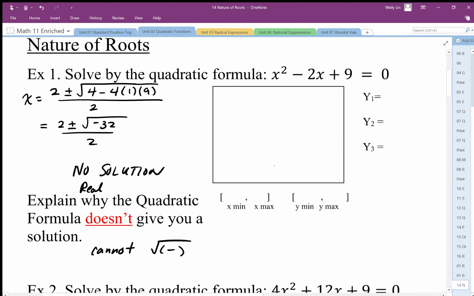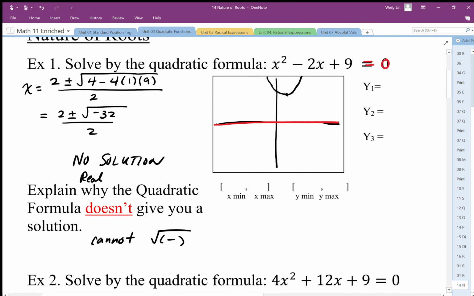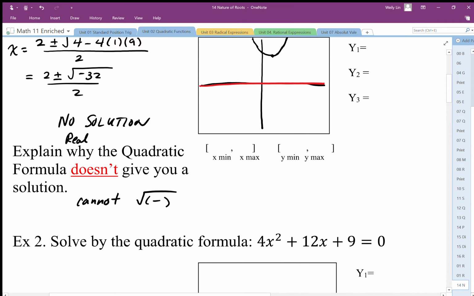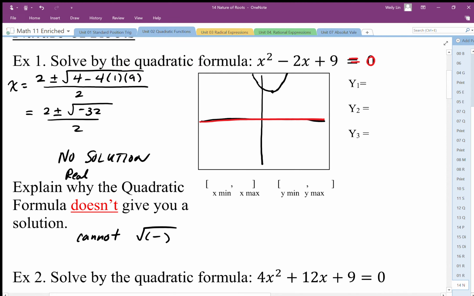When I graph this expression, I get a y-intercept at plus 9, and I get a quadratic that looks kind of like that. And when we look at the shape of this quadratic, it does not cross the x-axis. So if we have it equal to 0, that means y is equal to 0, which is that line there. There is no intersection with that y equals 0. So there's no solution. So there are some quadratics then, because of their shape, they give us no solution.